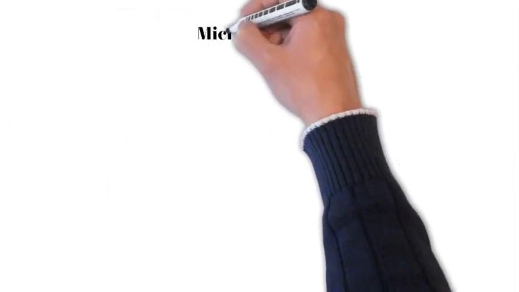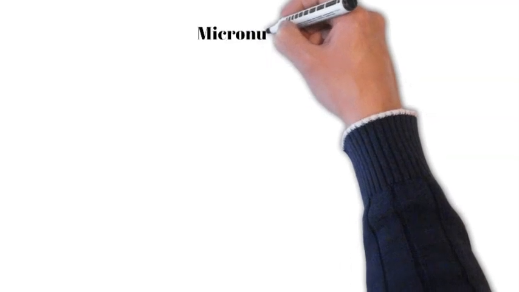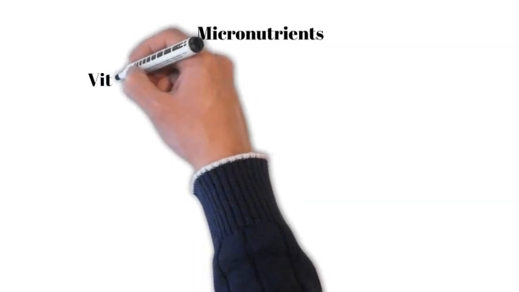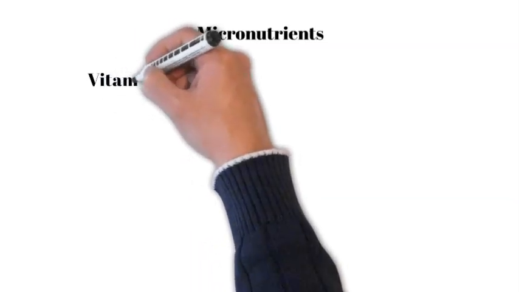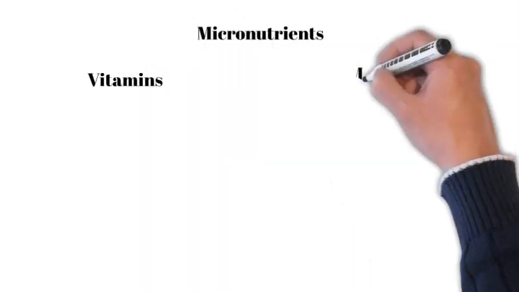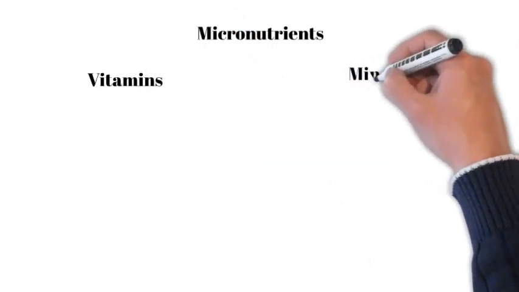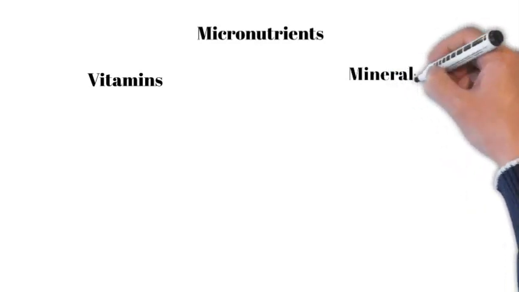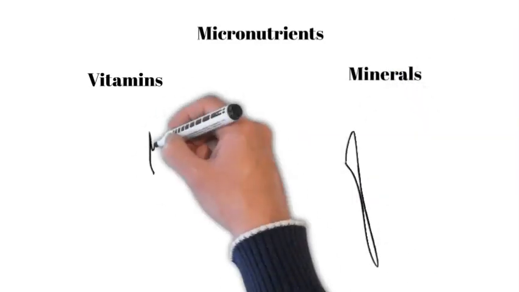Micronutrients. Micronutrients are nutrients required by the body in smaller amounts for proper functioning of various physiological processes. They include vitamins and minerals. Vitamins are organic compounds that are necessary for growth, development, and metabolism. They are found in foods such as fruits, vegetables, dairy products, and meats.